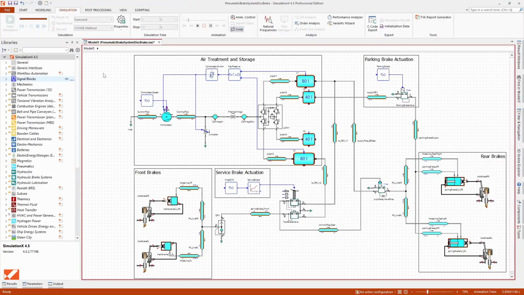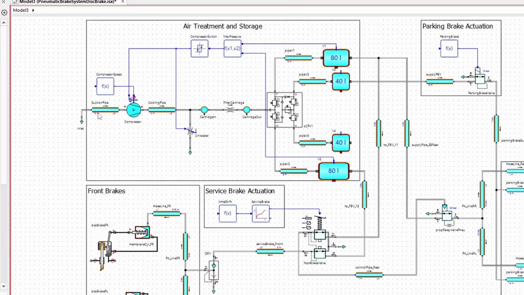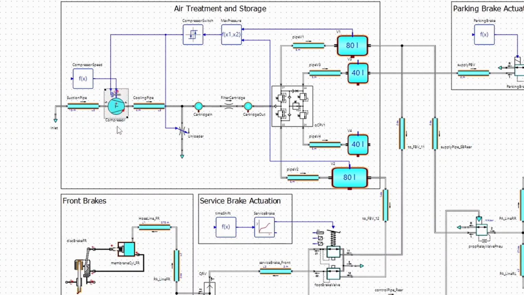This model shows a pneumatic disc brake system with compressed air supply and distribution to the individual compressed air tanks. The compressed air supply is provided by a compressor element. The compressed air leaving the compressor's discharge nozzle has an elevated temperature, which is cooled down by means of a cooling line. The piping element used includes the possibility of transferring the heat to the environment.